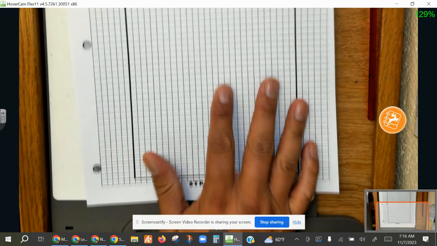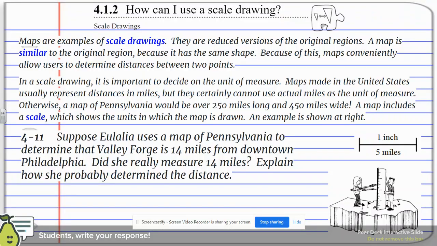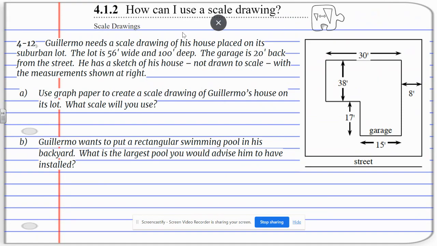Okay, so here is a drawing of a street view for the first question. It has to do with Guillermo. He needs a scale drawing of his house placed on a suburban lot. The lot is 56 feet wide by 100 feet deep. The garage is 20 feet back from the street, and he has a sketch of the house not drawn to scale with the measurements shown at the right.